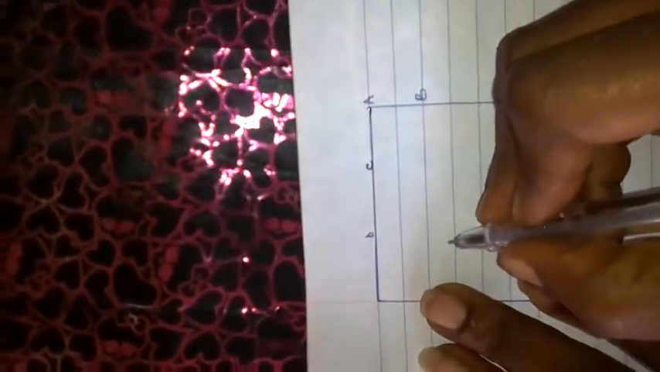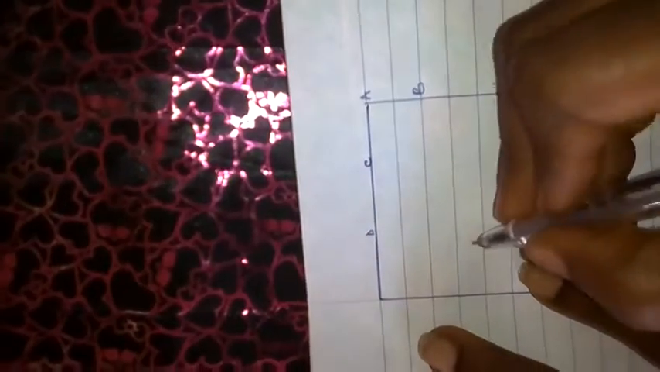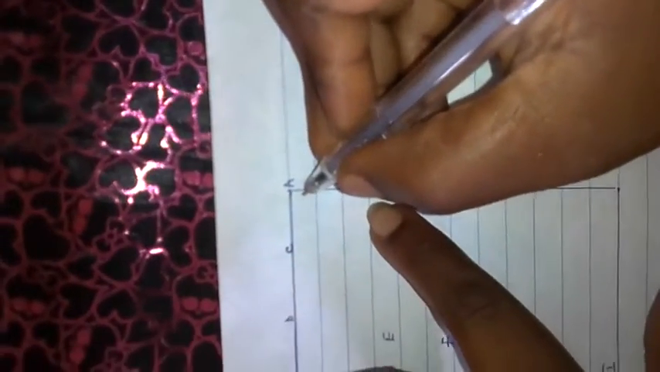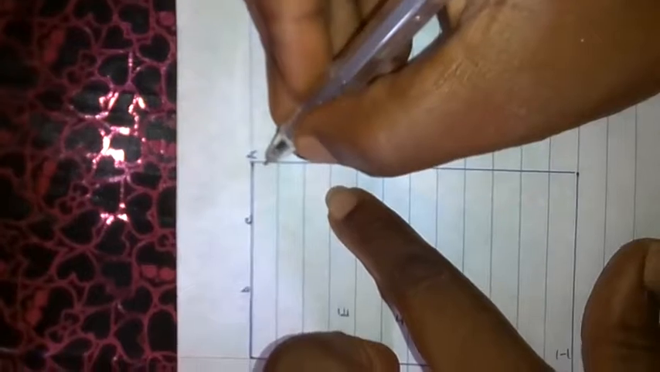Let's come down and mark this point, E. Let's mark here, F, G, H, and I. I hope you're following. From this point to this point is where you indicate your neck depth. That is how deep your neck is going to be.